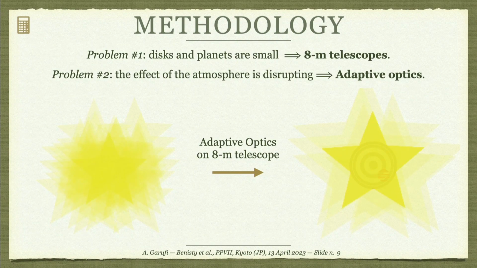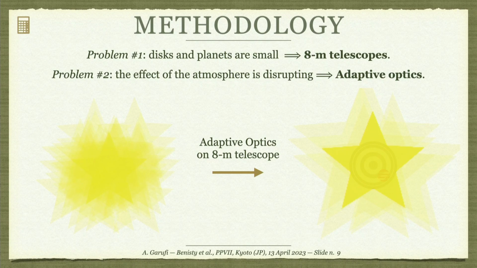So some words about the methodology. I'll try to keep it simple for everybody. If we work in the near infrared, we have three main problems. The first, of course, is that disks and planets are small or at short separation from the star. So we just need to use the biggest telescope that we have on Earth. At the moment, it's an 8-meter telescope. It's going to be better soon.